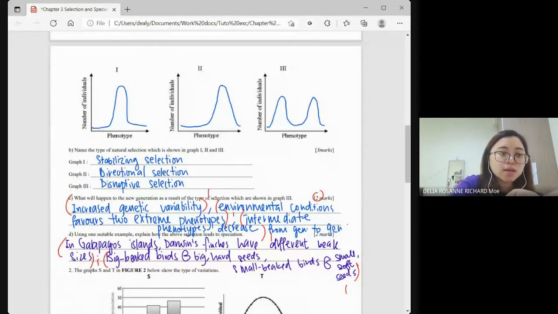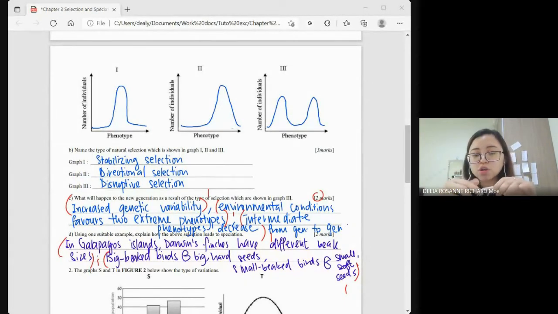If you're using other examples, can, of course, no problem. Just make sure you are explaining it clearly. No need to explain until one whole essay, but at least 2 points. Ini okay?